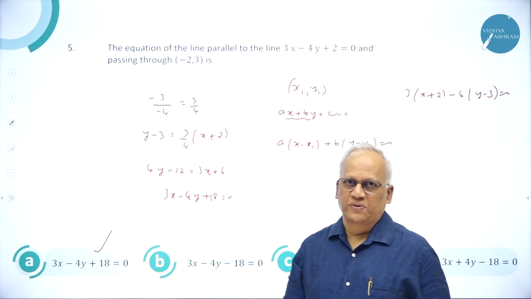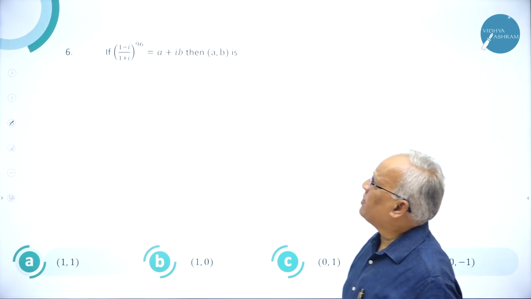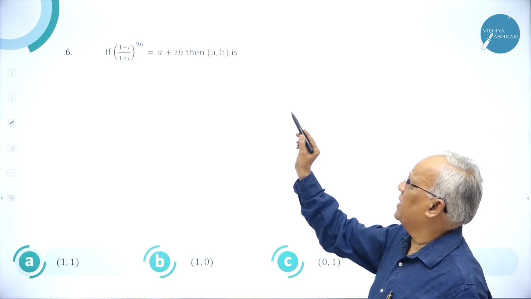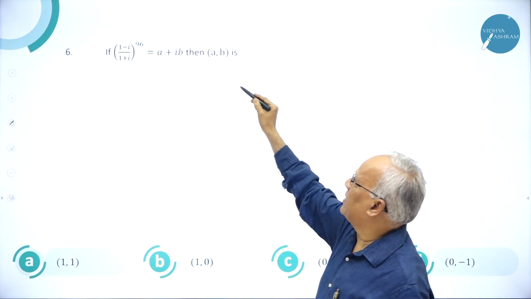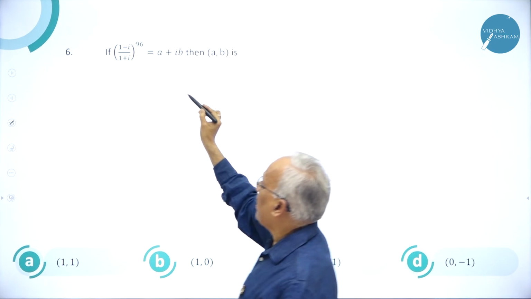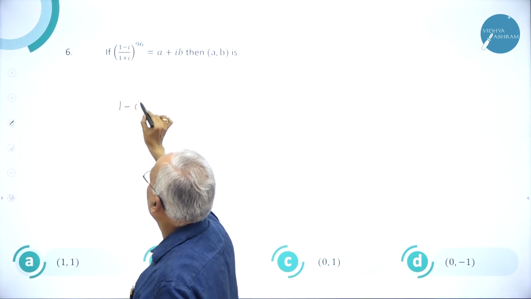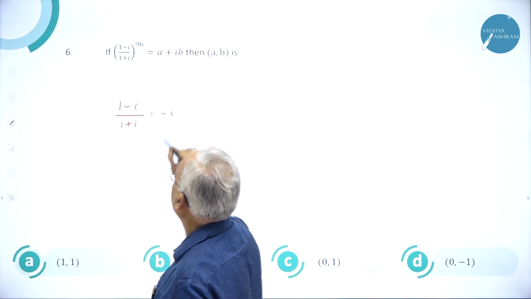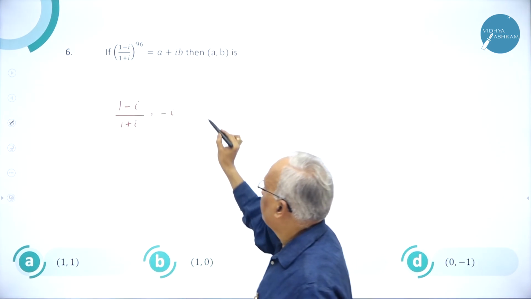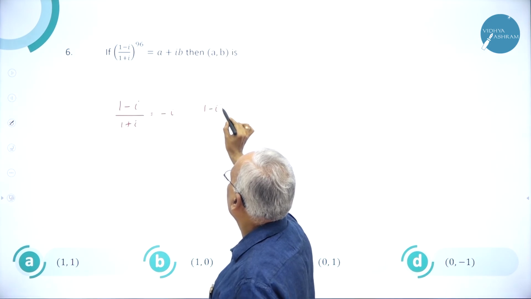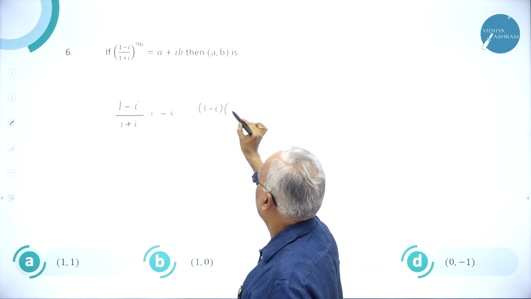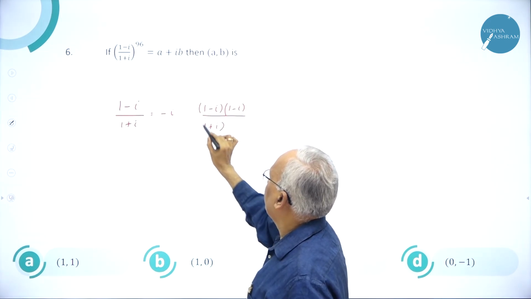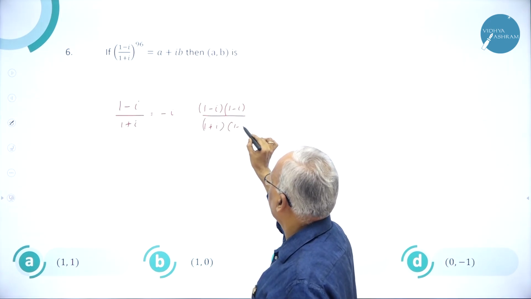Okay, so next question. If ((1 minus i) divided by (1 plus i)) to the power 96 equal to a plus ib, then find a and b and write that ordered pair. So we have (1 minus i) divided by (1 plus i) equal to minus i. That can be proved very easily. What you do, you multiply and divide by the conjugate of the denominator. 1 minus i, divide and multiply by 1 minus i. You get this 1 minus i into 1.